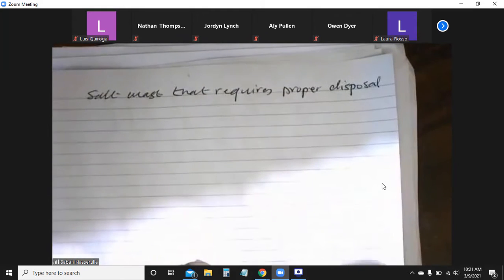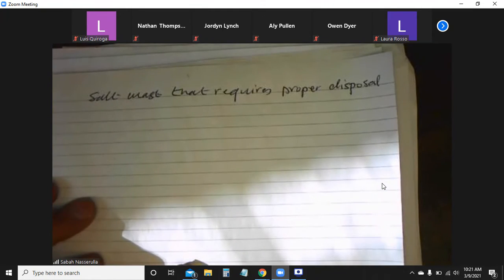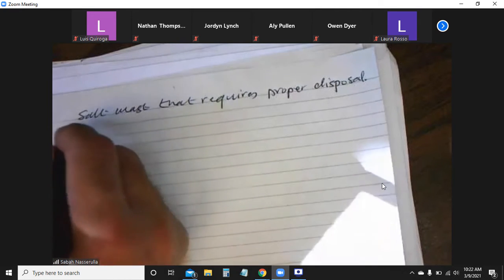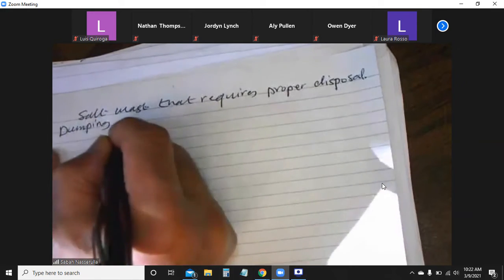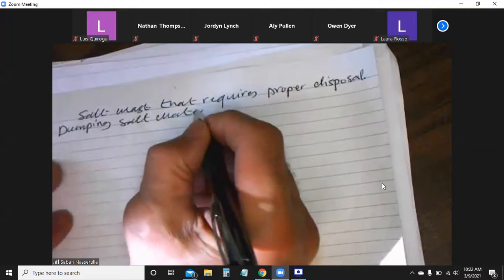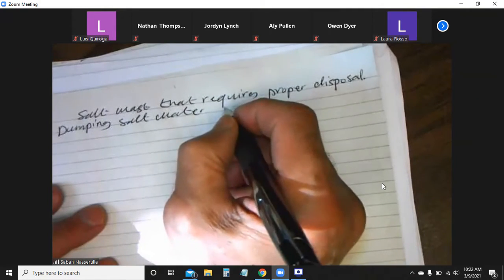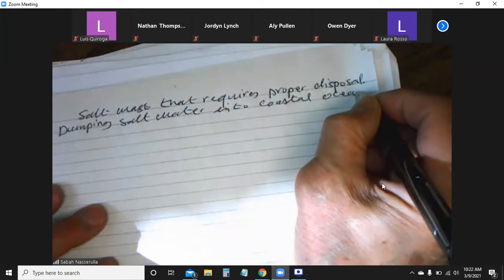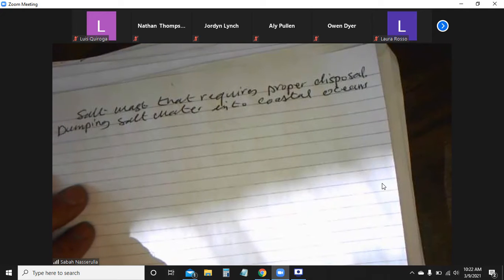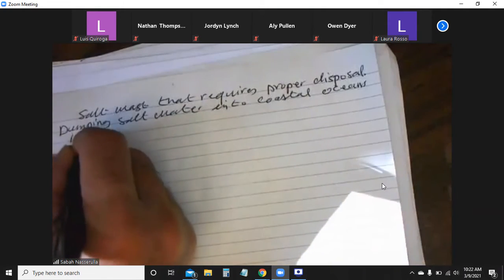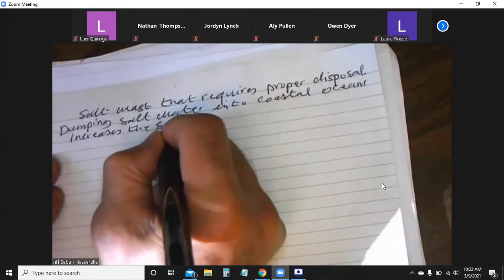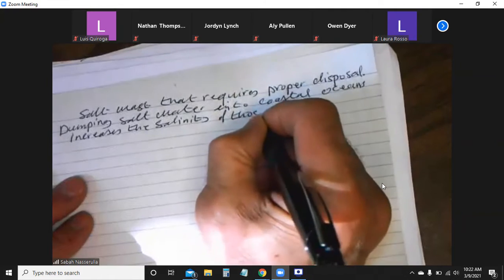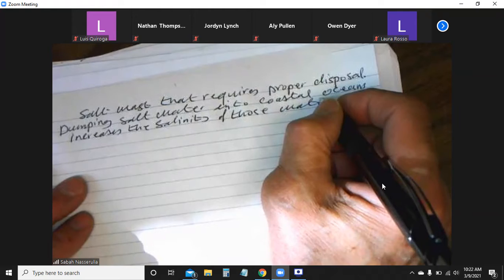Salt waste requires proper disposal. Now, also to mention the other point: dumping salt water into the coastal ocean increases the salinity of those waters.